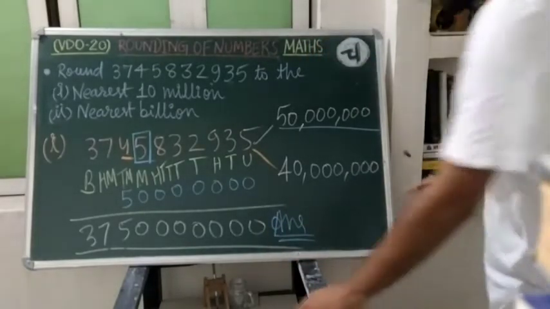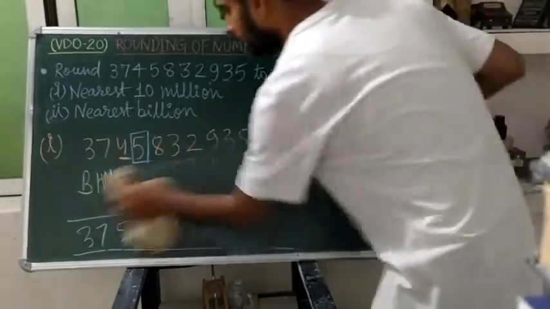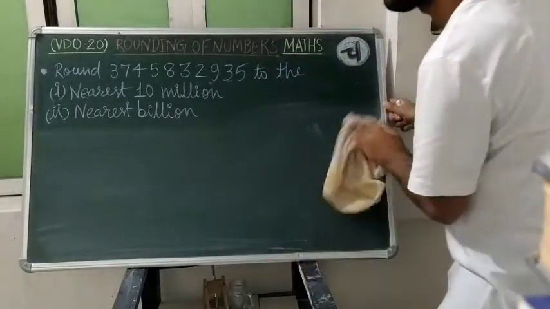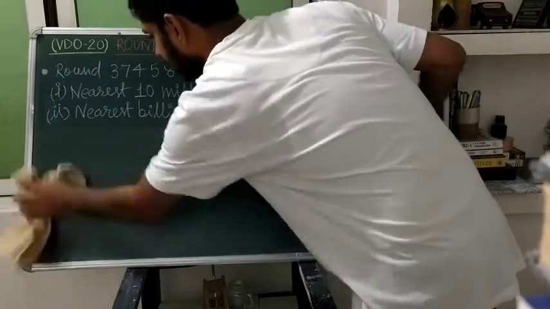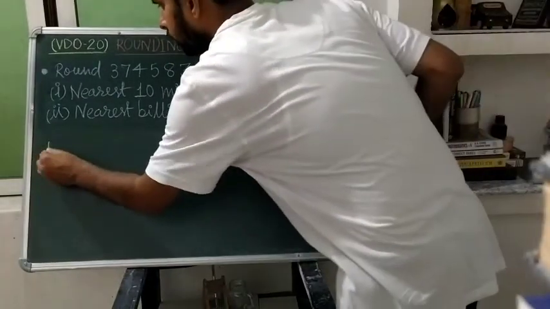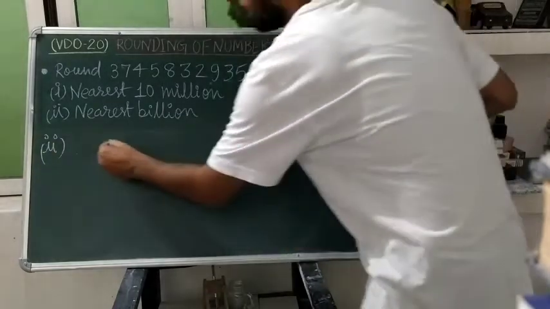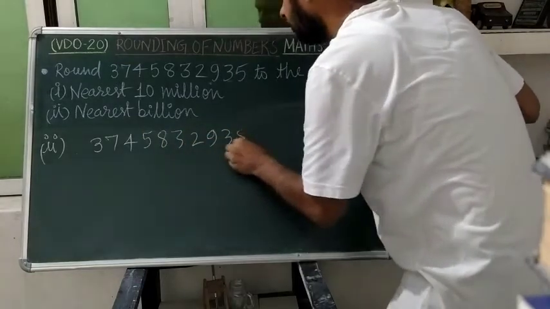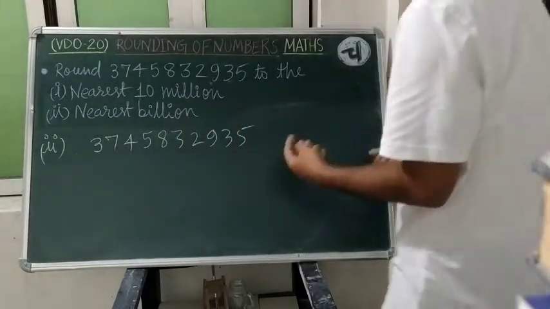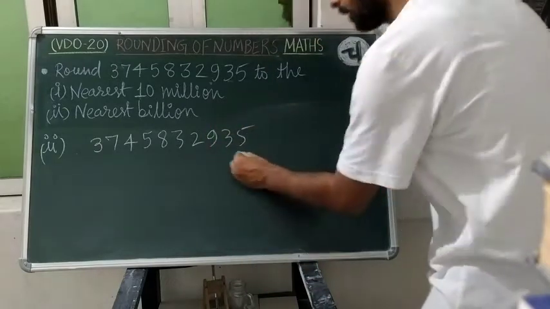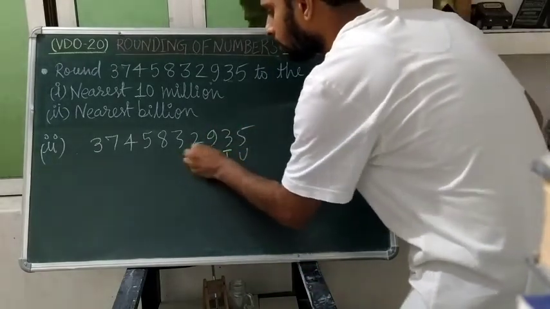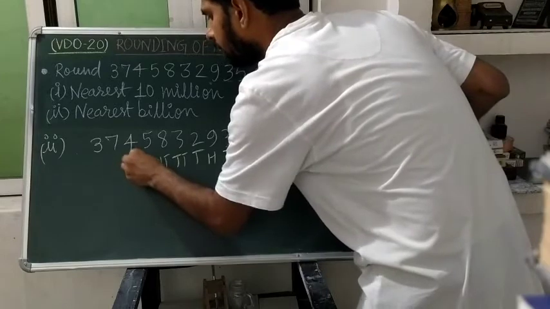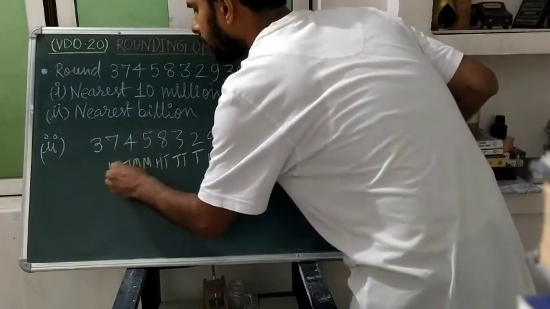Okay. Next, move to the second one. In the second one, they are asking us to round up to the nearest billion. So the second one we are selecting, that number is 37,458,329,335. Once again we will read out in the international system since million and billion are present. So unit, 10, 100, 1000, 10,000, 100,000, then million, 10 million, and 100 million, then after that billion will come.